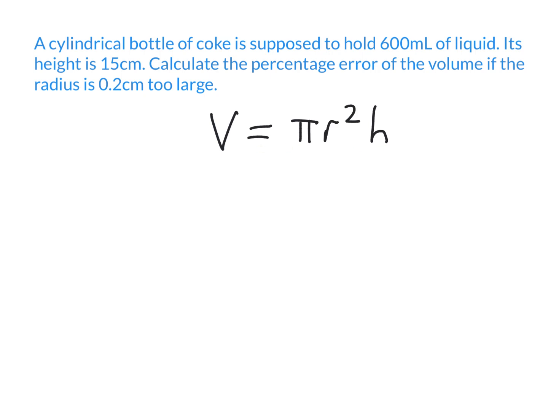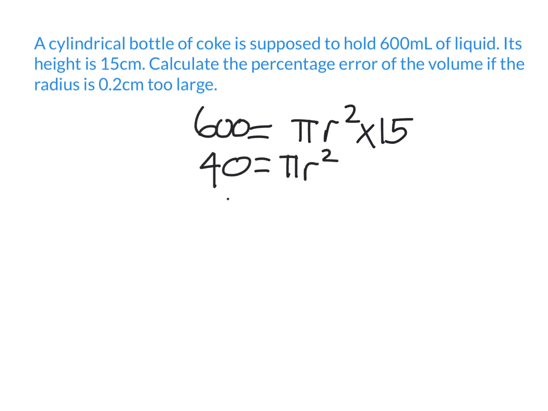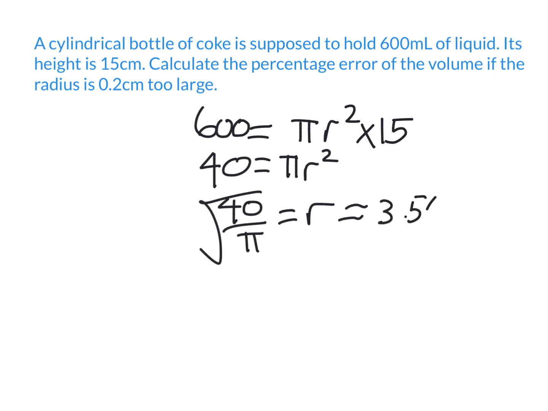We've written the formula, step 1, good. Now we're going to substitute everything we know. We know the height is 15, so I'm replacing h with 15. We know the volume is 600 mils, which is 600 centimeters cubed. So dividing each side by 15, I get 40 equals pi r squared. Divide each side by pi, then square root. This is what the radius should be. So that is about 3.5682.